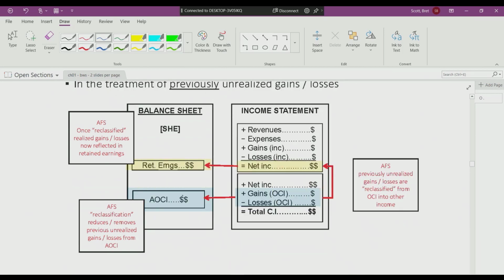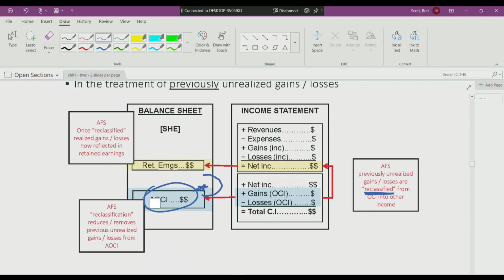We don't directly change this account. We don't directly change AOCI. What we have to do instead is record some type of what's going to be called a reclassification. A reclassification basically says there's something in AOCI that we have to reclassify and recognize up in retained earnings. But we can't do it on the balance sheet. No, that would be too simple.